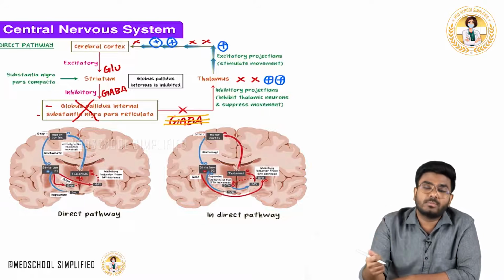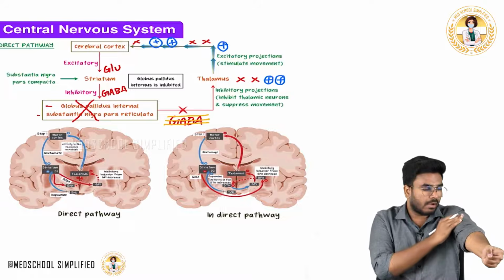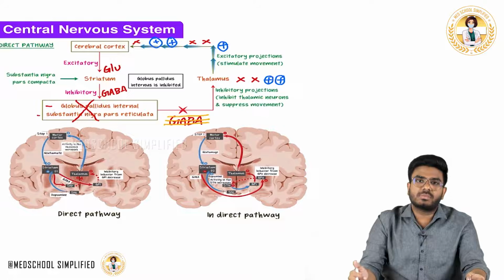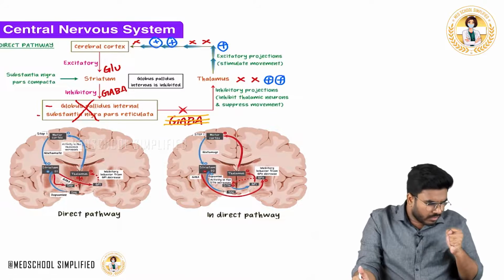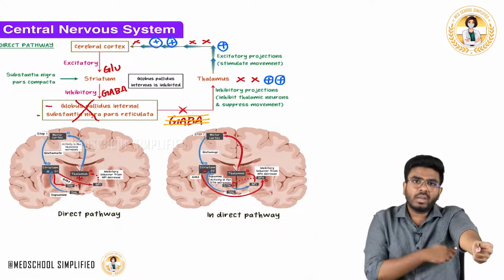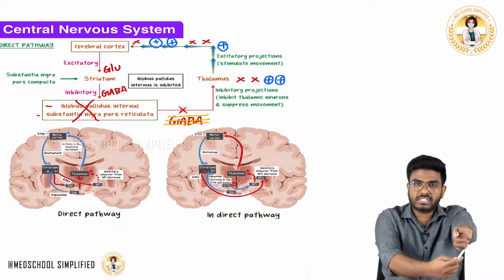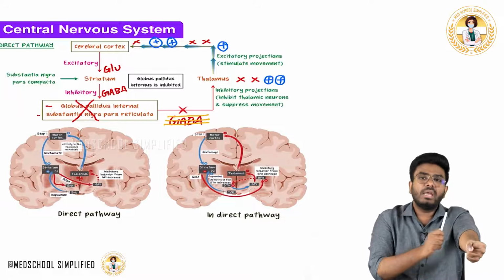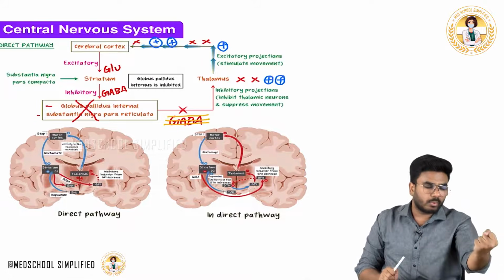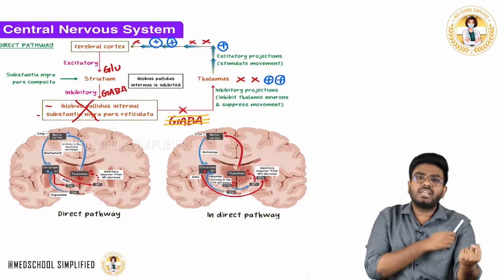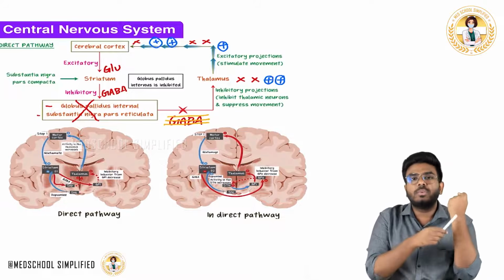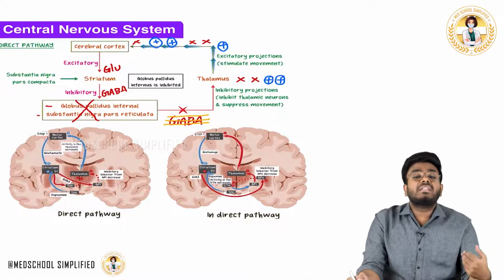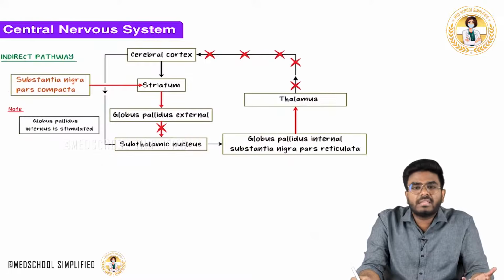Now movements are possible. If I want to move like this, the extensors are going to be activated. But also remember, when you want to do a movement, you need to activate the agonistic muscles, but also inhibit the antagonistic muscles. For example, if I am doing flexion, the flexors need to be activated and the extensors need to be inhibited. In the direct pathway, we are activating the agonists.